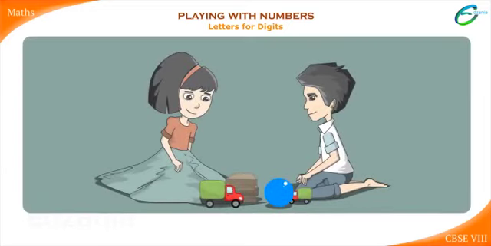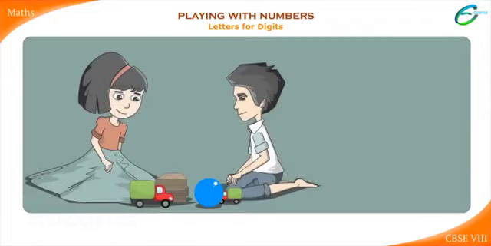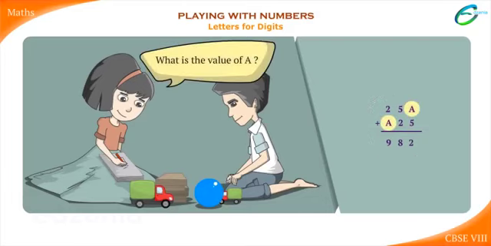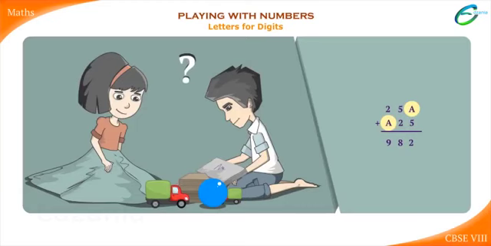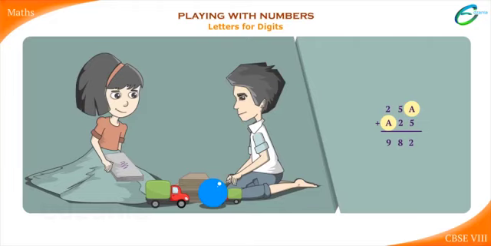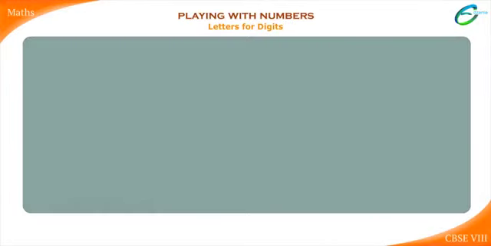Ria and Sham are friends. They're playing a game. Ria writes a puzzle as shown here and asks Sham, what is the value of A? Sham tries to find A, but he fails. Ria tells him that A is equal to 7. How did Ria find the answer?